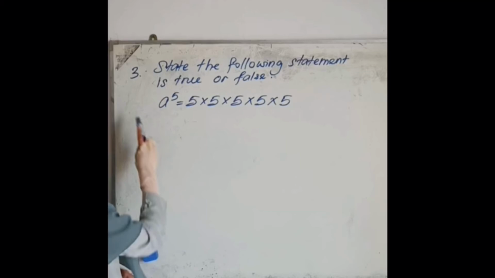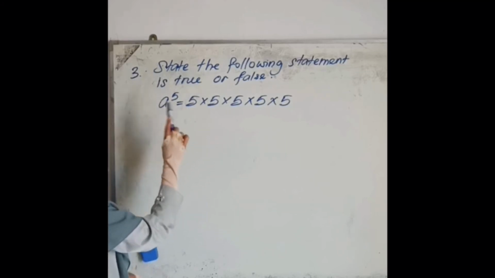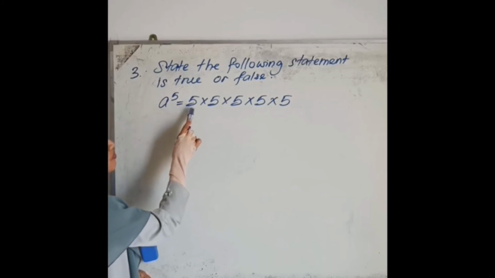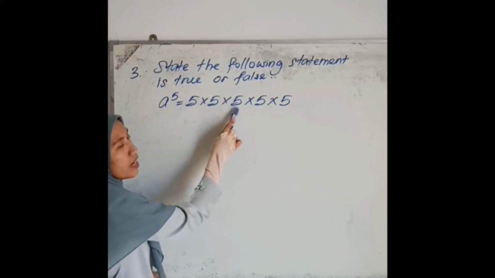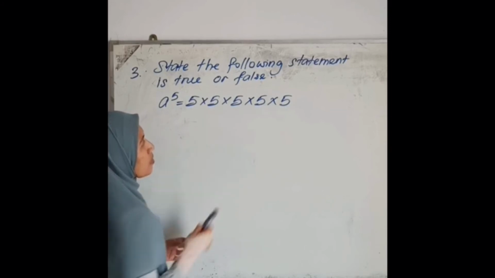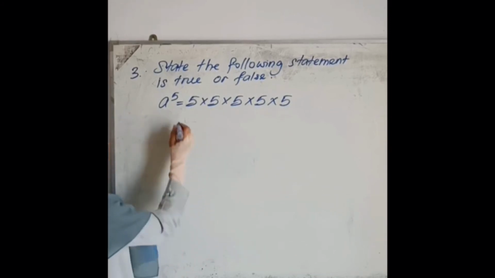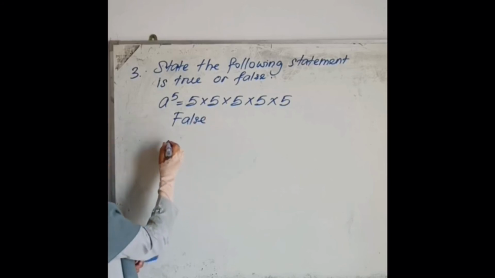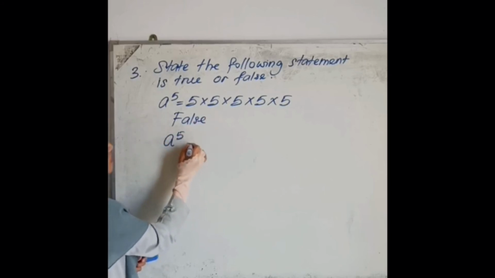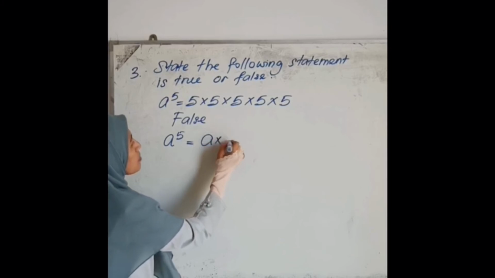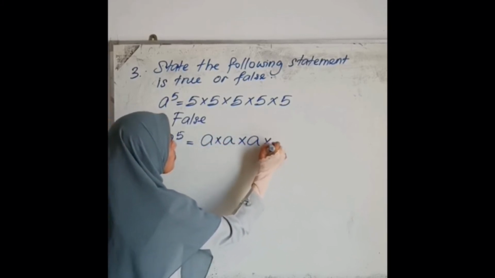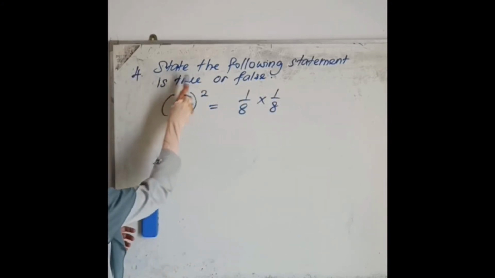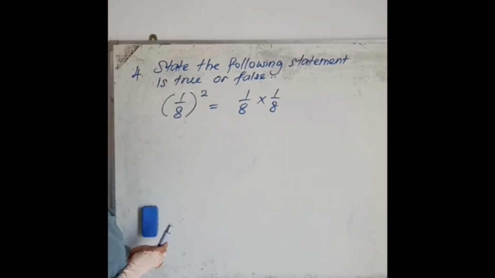Okay, number 3. State whether the following statement is true or false. Again, a to the power of 5 equals 5 times 5 times 5 times 5 times 5. So the statement is false. The true statement is a to the power of 5 equals a times a times a times a times a.